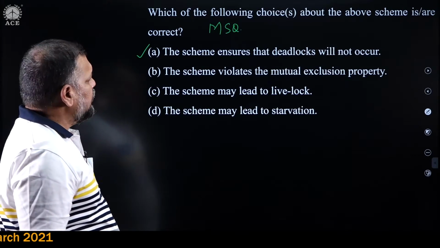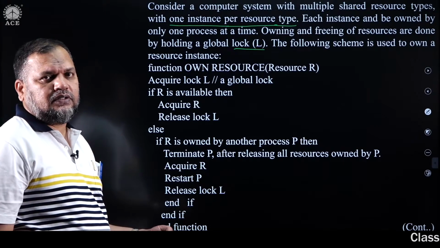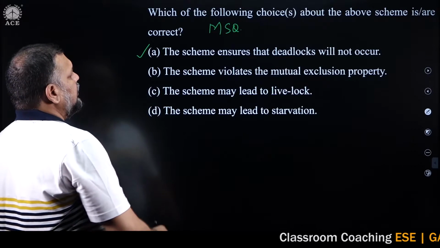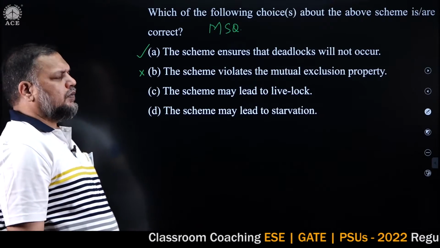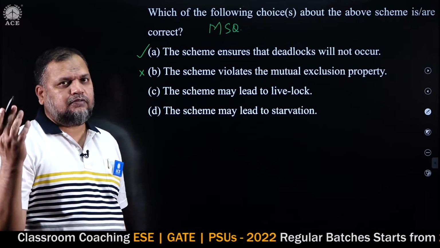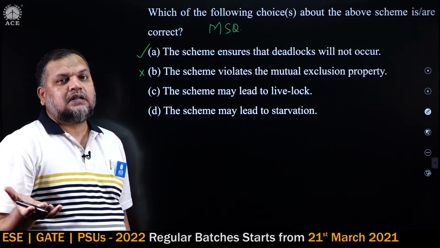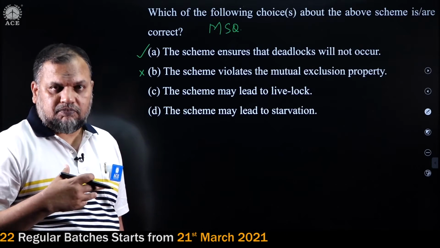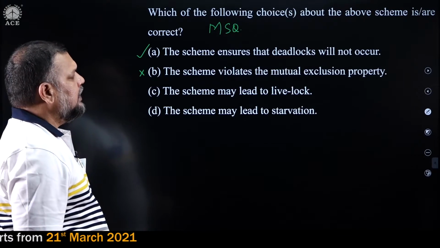This scheme violates mutual exclusion. The mutual exclusion property is very well guaranteed here because we are acquiring the lock and releasing the lock before acquiring the resource. So, violating mutual exclusion is incorrect. It guarantees it. It may lead to livelock. What is livelock? In deadlock, the processes will be in blocked state continuously for infinite time. In livelock, the processes will not be blocked, but rather in ready or running state, and they are waiting on each other and violating their further progress. So, may lead to livelock here.